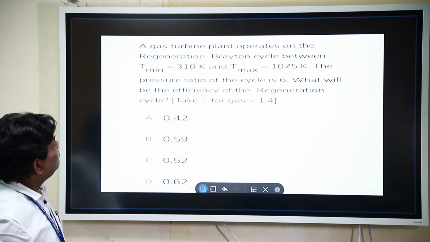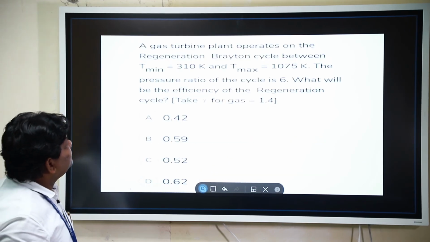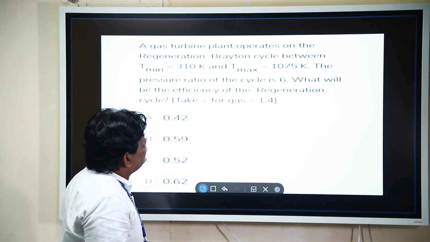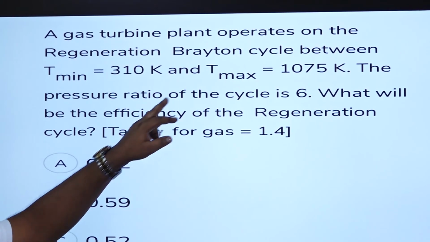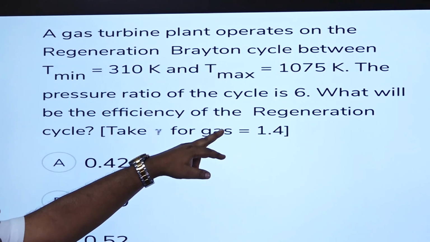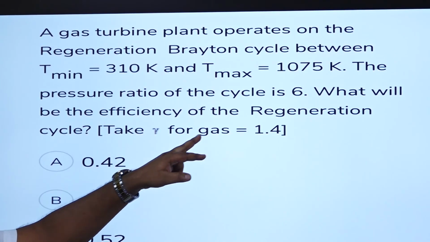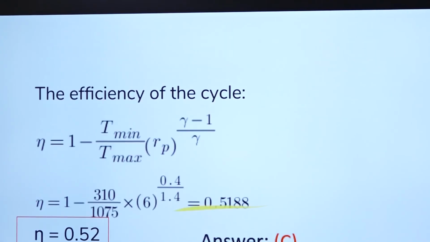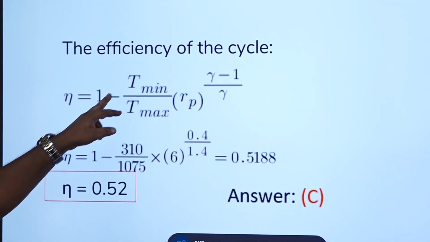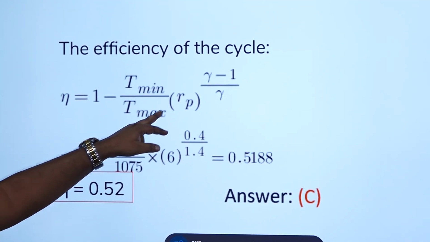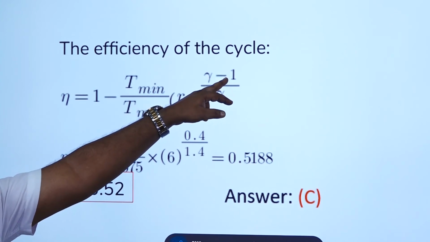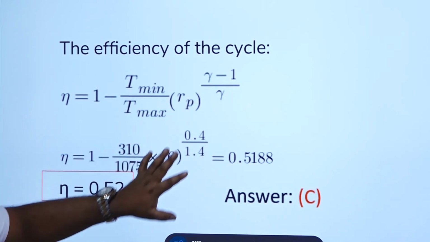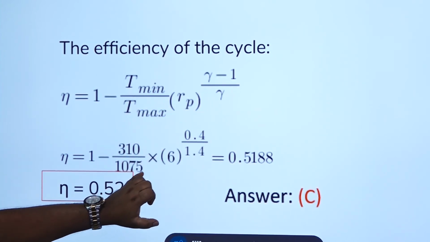On the next one, you can see a gas turbine plant operates on the regeneration Brayton cycle, where the minimum and maximum temperatures are given to you. The pressure ratio is given, it is 6. So what will be the efficiency of the regeneration cycle? So you know the formula, that is eta is equal to 1 minus T minimum by T maximum into Rp whole power gamma minus 1 by gamma. So this is already known to us.